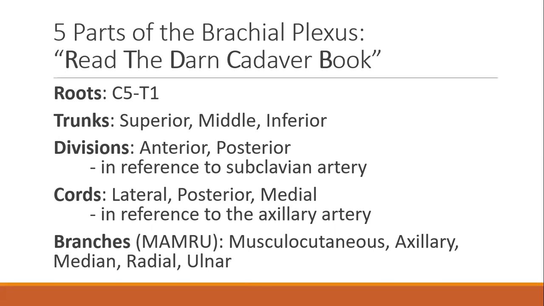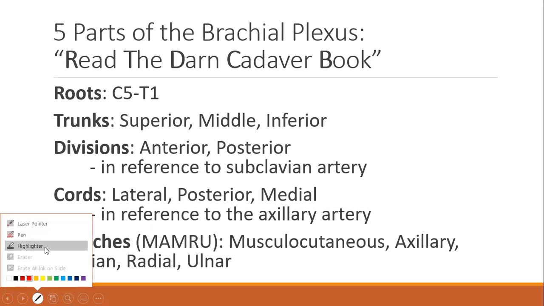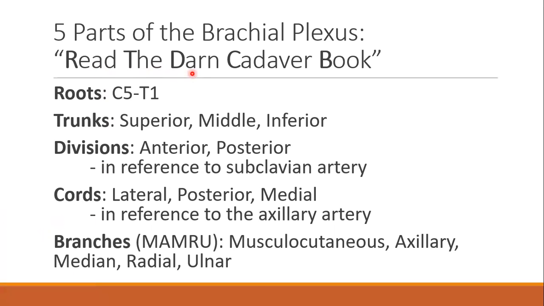There are 5 parts of our brachial plexus. The mnemonic that I used when memorizing the parts of my brachial plexus was "read the darn cadaver book." This is referring to the roots, the trunks, the divisions, the cords, and the 5 terminal branches of the brachial plexus. The roots of the brachial plexus are C5 to T1, and these are the most common roots of the brachial plexus.